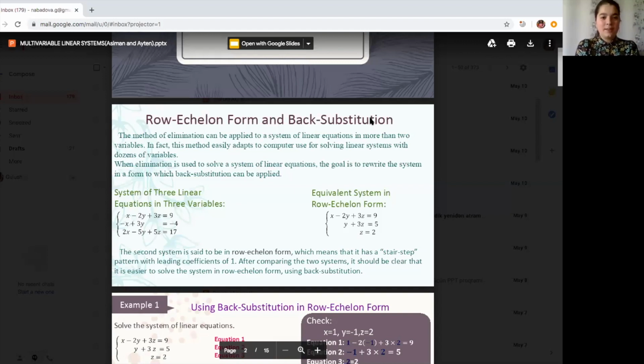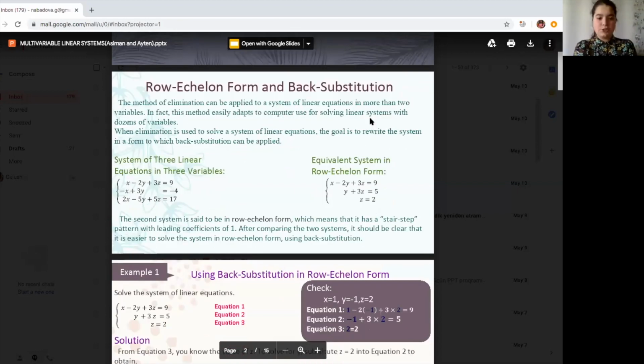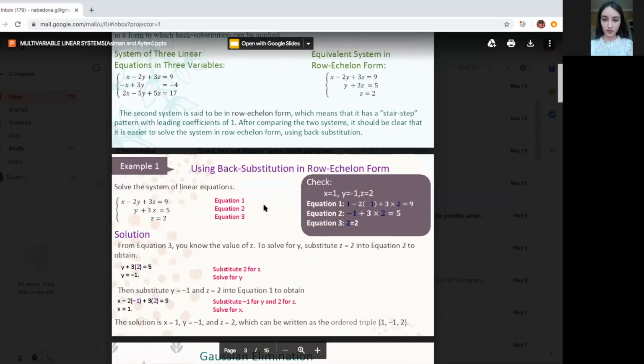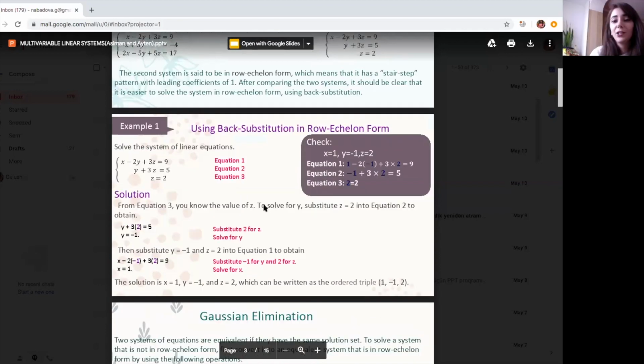Then let's start, please. The method of elimination, after back substitution, can be applied to a system of linear equations in more than two variables. In fact, this method is widely used for solving linear systems with many variables. Continue, please.